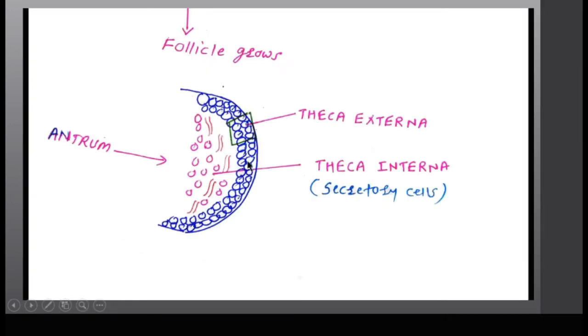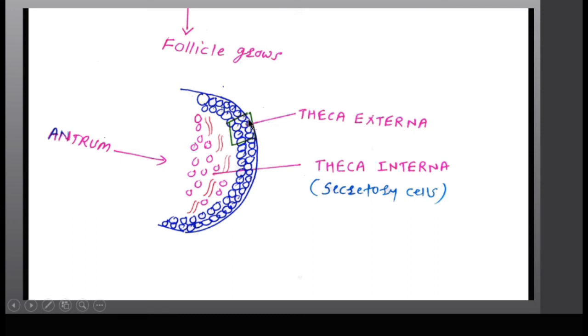So you can see the cells are multiplied and they arrange like this, and another type of cells they arrange like this. So theca folliculi is divided into two regions. This is the outer region of the theca folliculi, that is called the theca externa, and this is the inner region of the theca folliculi, and this is called the theca interna.